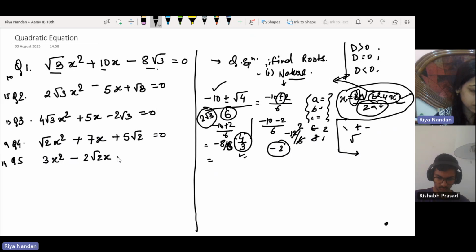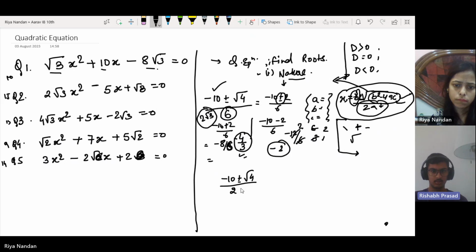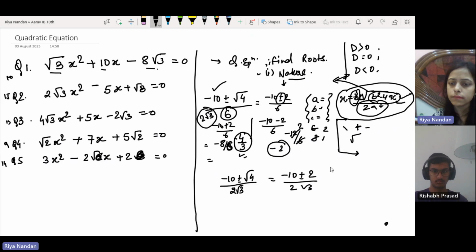Yes, stuck somewhere else. Square root x. I got minus 10 plus minus root 4 upon 2 root 3. So root 4 is 2. This much, right? Now simplify.